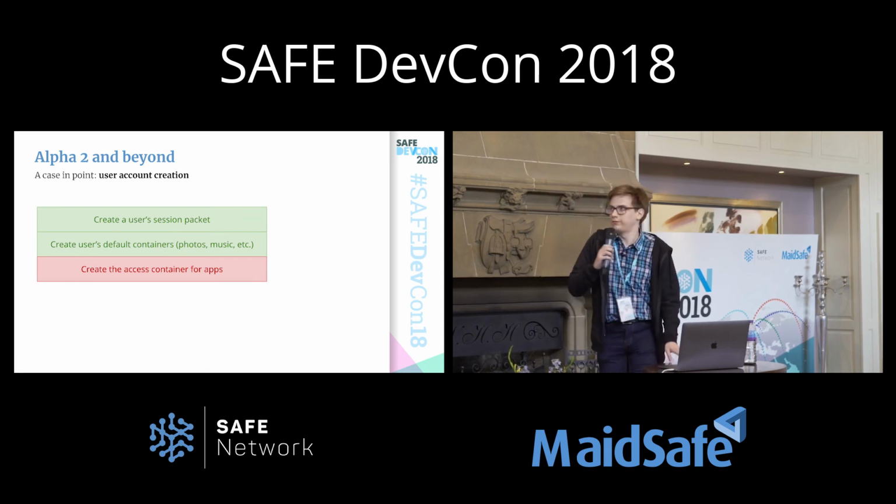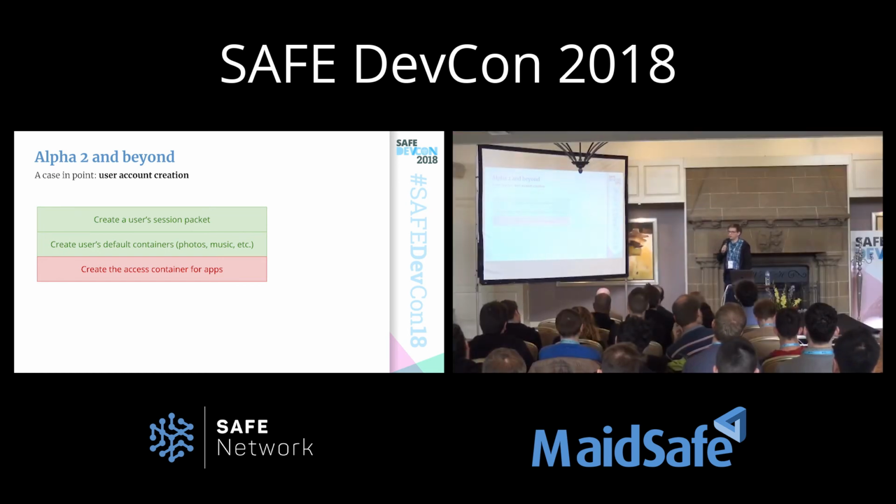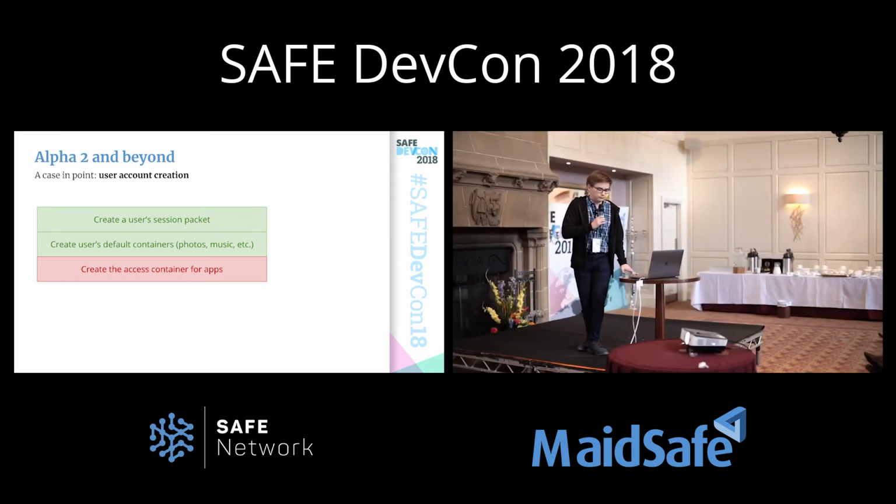So, for example, if someone can create his account but can't create an access container, we consequently check if the access container actually already exists. If it does exist, then we update the information in the user's session packet. We set the address of this access container that has already been created. And if it doesn't exist, we create a new one. So generally, it follows the pattern of gracefully handling errors.